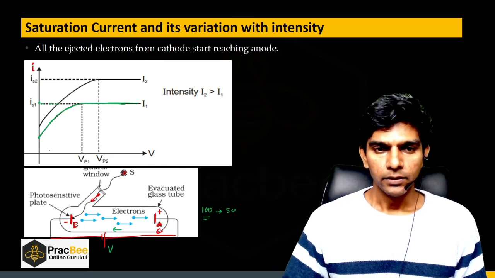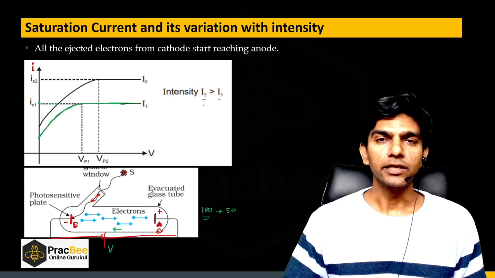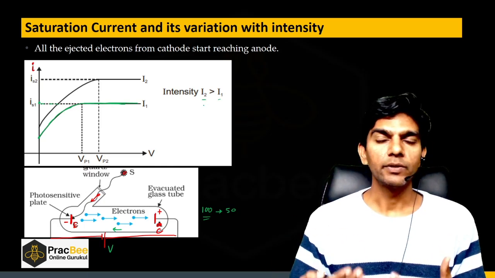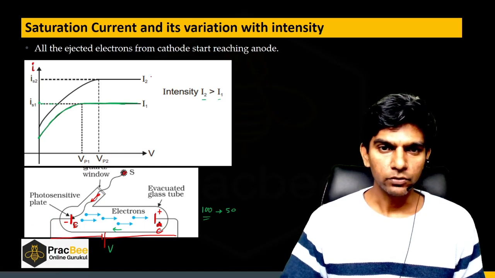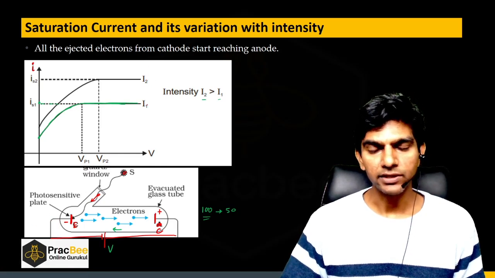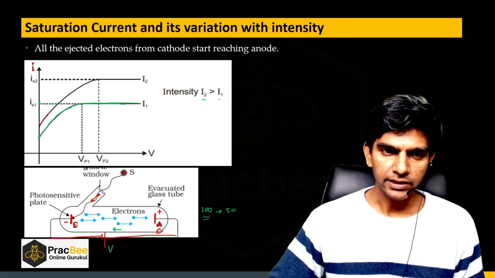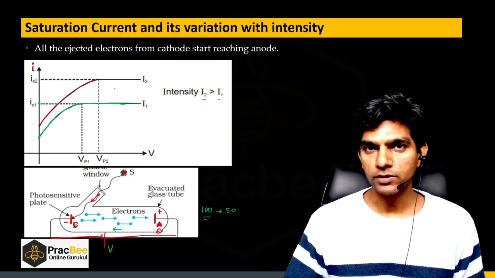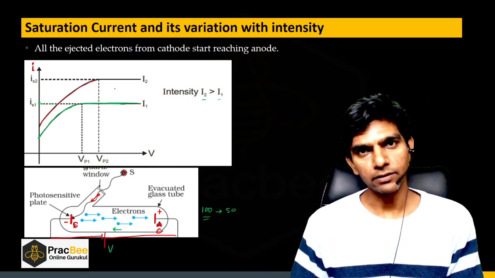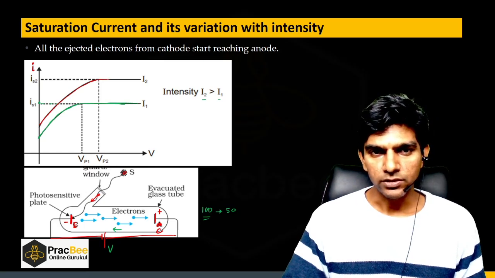Similarly, if we increase the intensity, then the number of photoelectrons being ejected will increase. So can you see the graph for I2, where I2 is the intensity and I2 is greater than I1. In this case, the value of the current is more. And it is quite obvious because more photoelectrons are reaching the collector plate. And in this case, the saturation current will also increase.